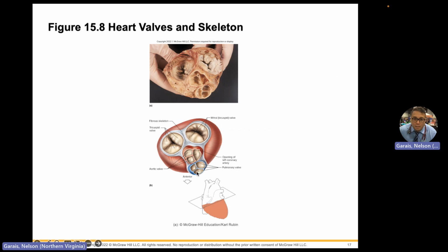Here are your semilunar valves. The one in the blue, of course, is your pulmonary semilunar valve, and the one in the red is your aortic semilunar valve. And these are the valves that are exiting your ventricles.